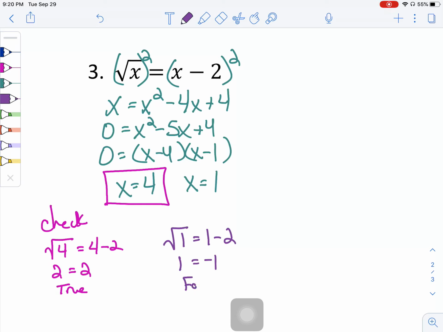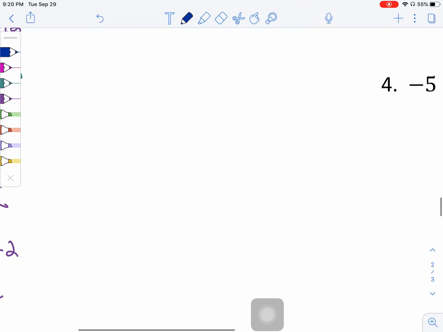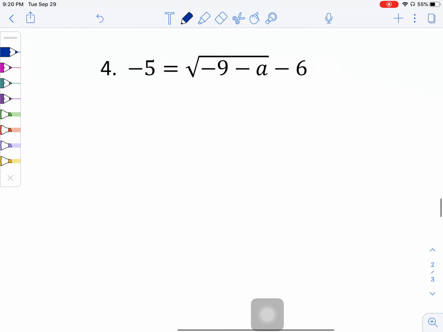So this is a false statement, which means that this answer is considered an extraneous solution, so we're going to eliminate it. You don't need to do anything else with it now that you know that it is not a possible solution. Okay, so number 4, let's see what we got here.